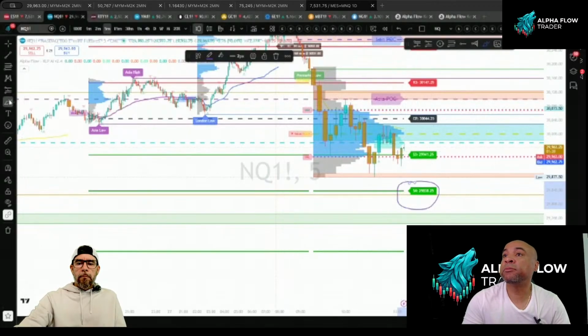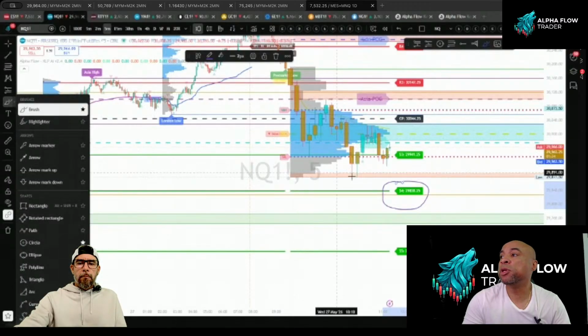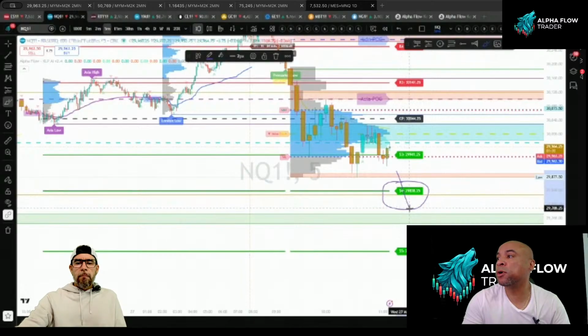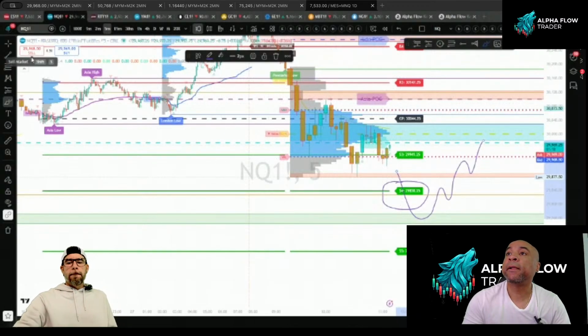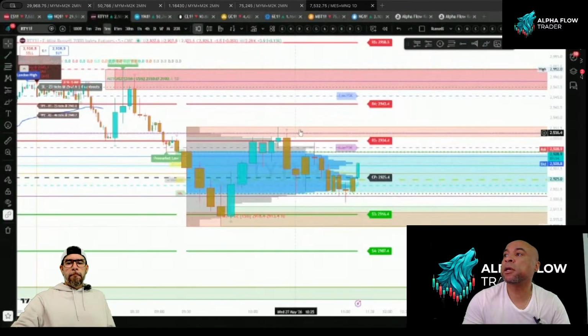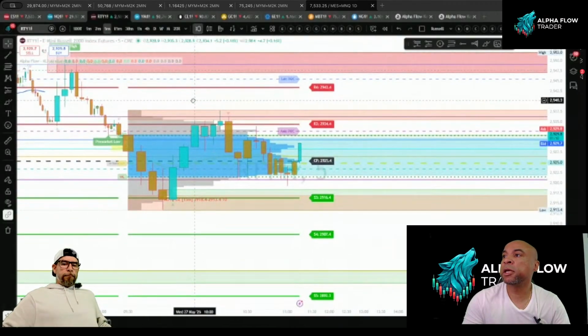Ideally, the A plus setup for me would be if price came down to S4, broke through S4, tapped our demand zone, and then signaled us in. Something like that would be ideal. So S4 on NQ is in play. Let's see what Russell is looking like.